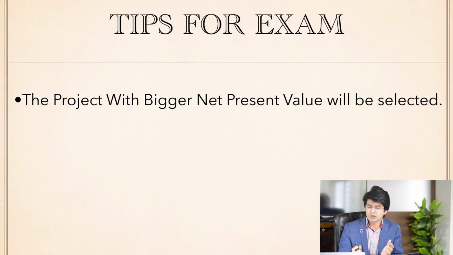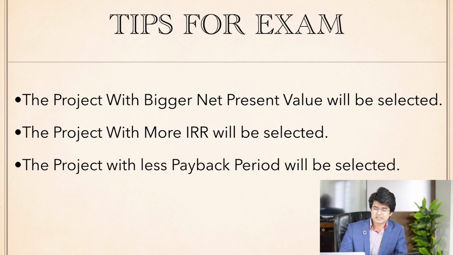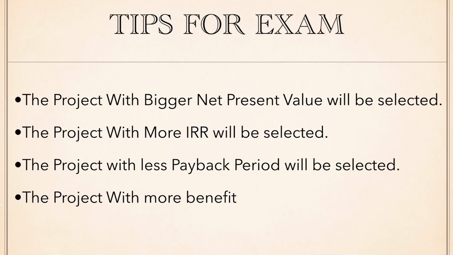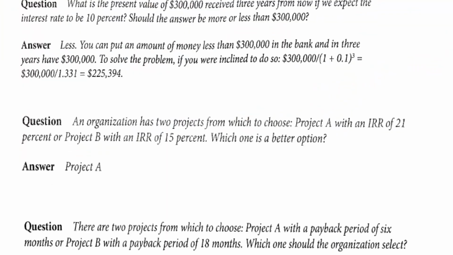So if we summarize all this discussion, we can say that rule number one, like we discussed, the project with bigger net present value will be selected. The project with more IRR, meaning more internal rate of return, will be selected. The project with less payback period will be selected. And lastly, the project with more benefit cost ratio will be selected. So in examination, these are the types of questions you will get. Let me show you in the next slide what type of questions you can expect from these concepts that we have discussed in this lecture.